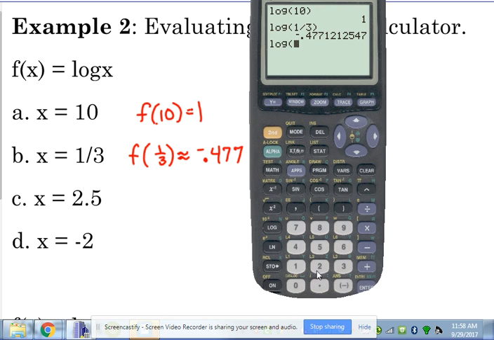Okay, 2.5. Again, just simply typing it into our calculator. That one is approximately 0.398.